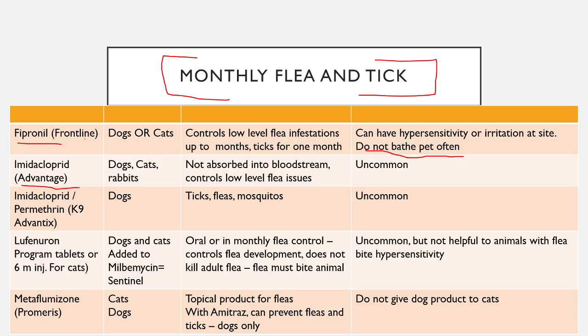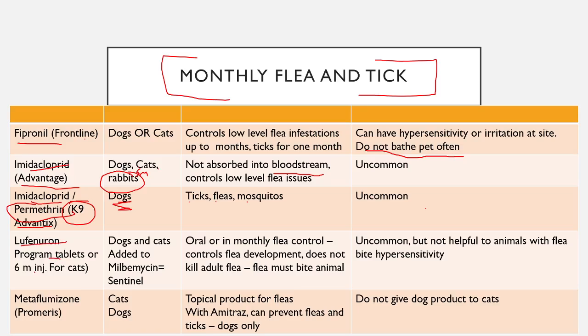Advantage is imidacloprid. Dogs, cats, and rabbits can have the small cat. This is the only one that we can give to rabbits. It's not absorbed in the bloodstream, unlike most people think. It controls low-level flea issues, and we don't often see many side effects. If we're using Advantix, canine Advantix has permethrin in it, which cats are susceptible to, so we only use it in dogs. Gets ticks, fleas, and mosquitoes. We don't have many problems with it.